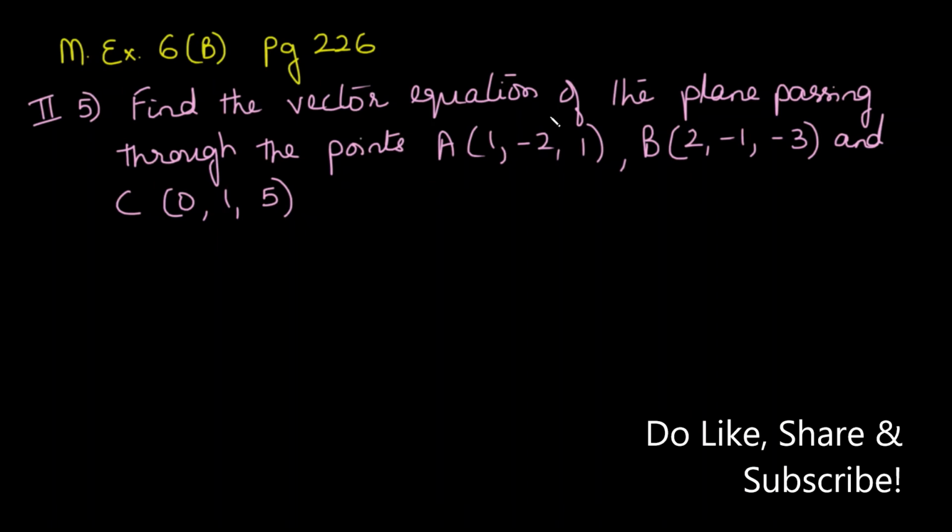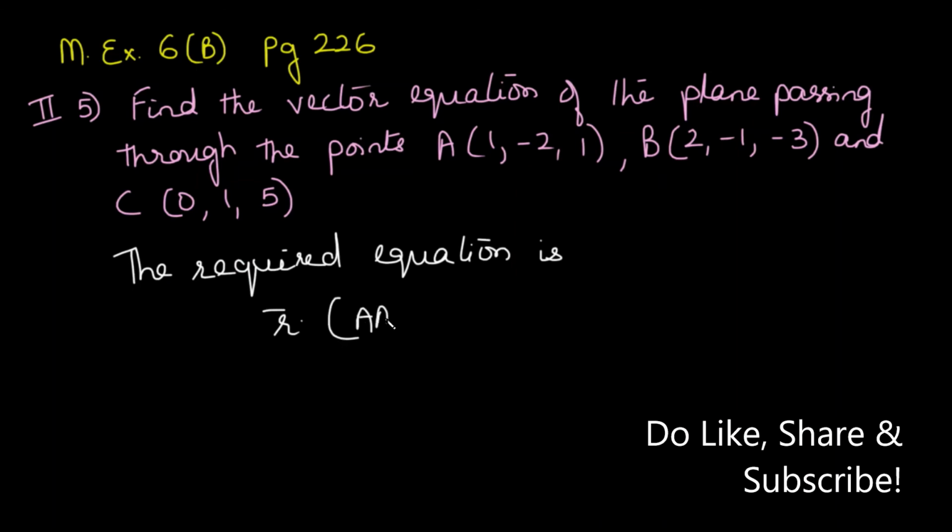The question is, find the vector equation of the plane passing through 3 points A, B and C. Obviously these are non-collinear points, so the vector equation is of the form: the required equation is that of the plane passing through 3 non-collinear points. So the required equation of the plane is r dot AB cross AC is equal to a dot AB cross AC. Just now we saw that equation.